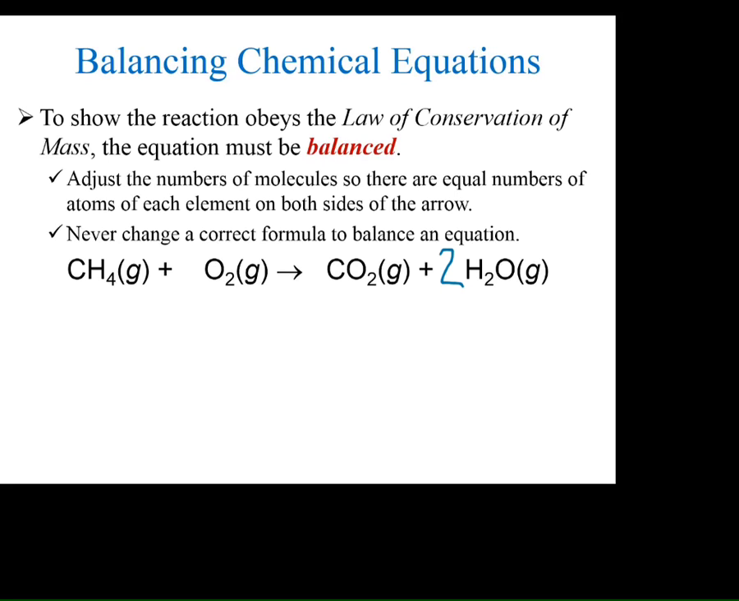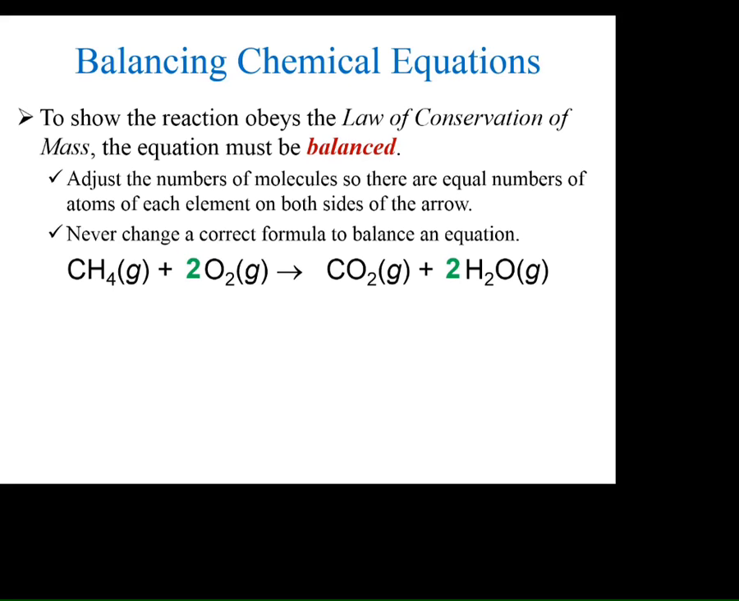Now, how about the oxygens? On the left side, how many oxygens do I have? Two. How many oxygens do I have on the right now? I've got two here, and I got two times two. I've got four. So I've got four oxygens on the right and two on the left. So how can I make those balance? Put a two here. Now I've got four oxygens. So now this is called balanced.